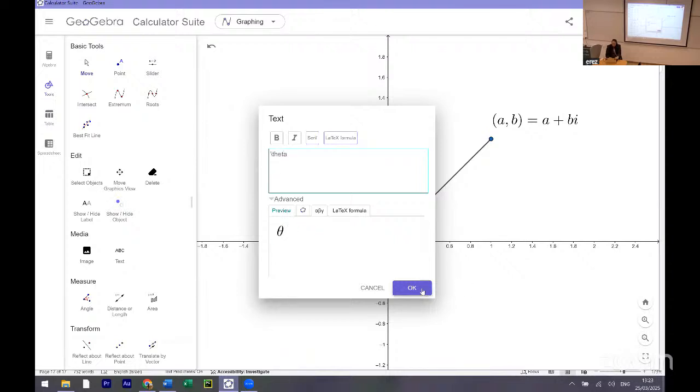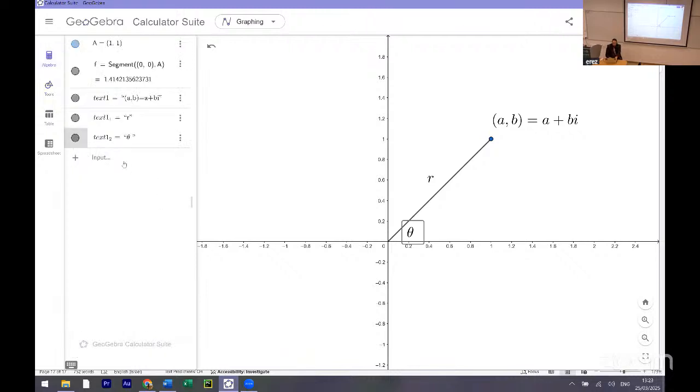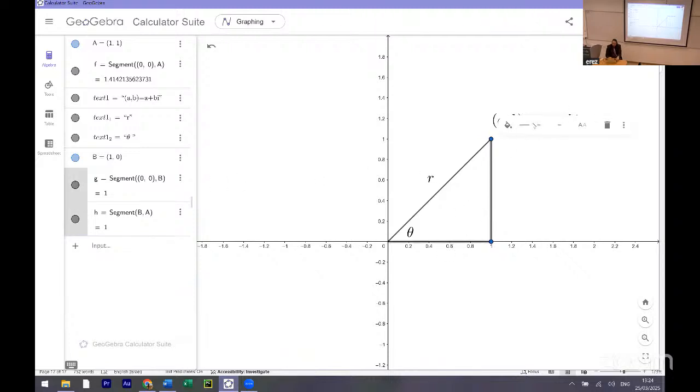So let's look at the triangle. I need to put B. B is 1, 0 here. Segment OB, segment BA. Let's make them dotted or dashed, to be exact.